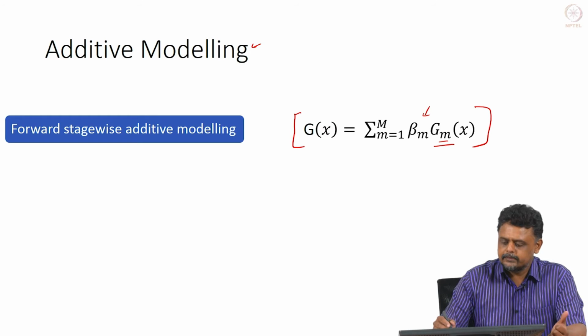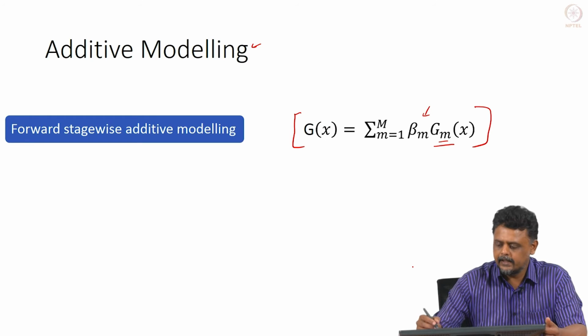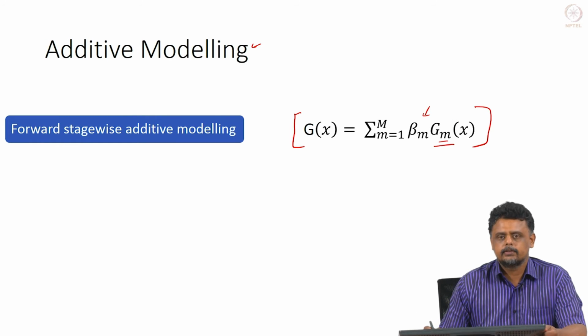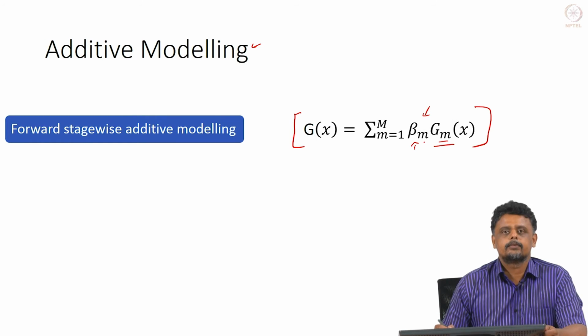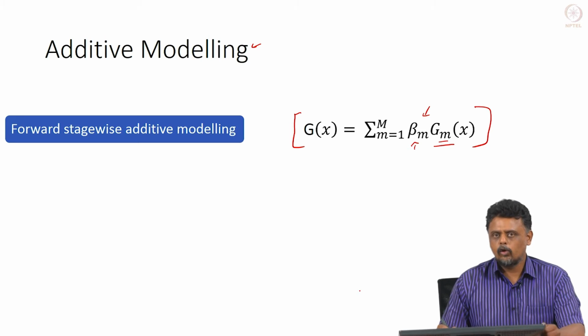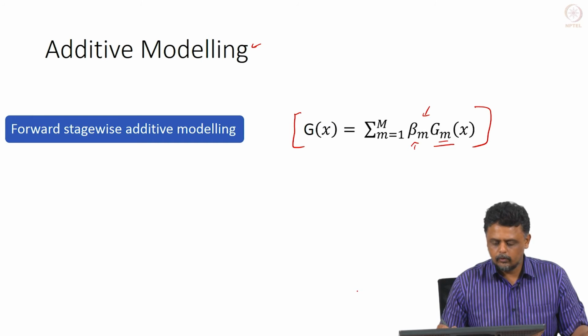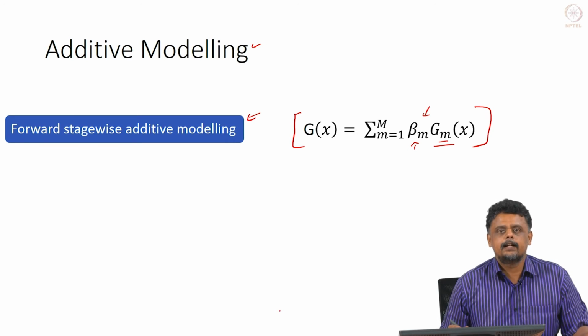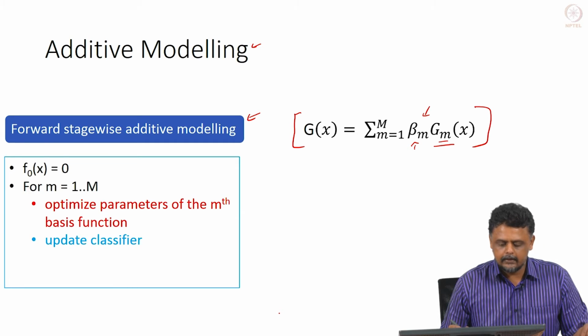Now, the problem is that when we have a cost function, the individual classifiers will have their own parameters, and we also have to estimate these beta m's. So, how do we go about doing that? That is accomplished using forward stagewise additive modeling. So, let us have a look at that.